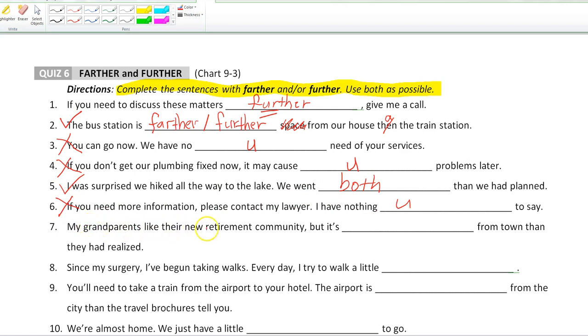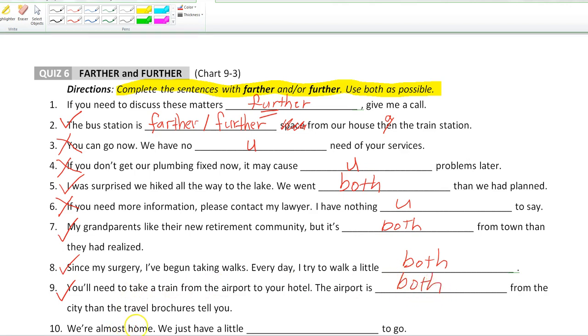My grandparents like their new retirement community, but it's blank from town than they had realized. Yes, this is distance. So we can use either or both of them. Okay? Since my surgery, I've begun taking walks. Every day I try to walk a little blank. That is distance. So either one is correct. You'll need to take a train from the airport to your hotel. The airport is blank from the city than the travel brochures tell you. Okay, so this is going to be both because of distance.